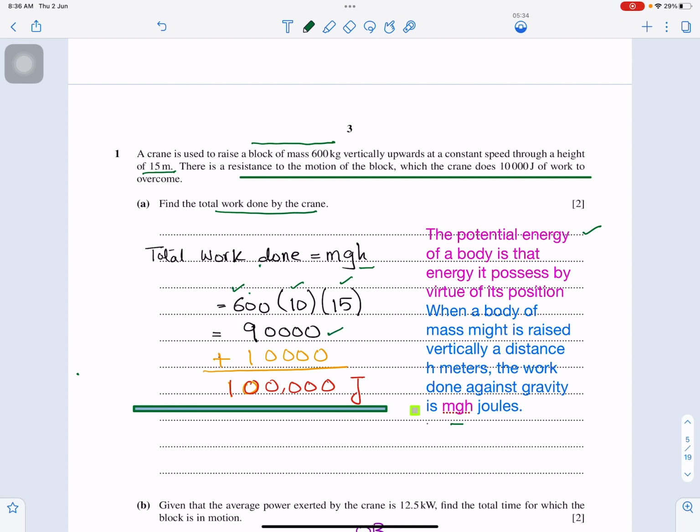Now mostly students stop here, that is the common error. They forget to add 10,000. Now 10,000 is the work done by the crane to overcome the resistance it was facing. So you will add this 10,000 to it. So the total work done by the crane is 100,000 joules, right? I hope you understood this question.